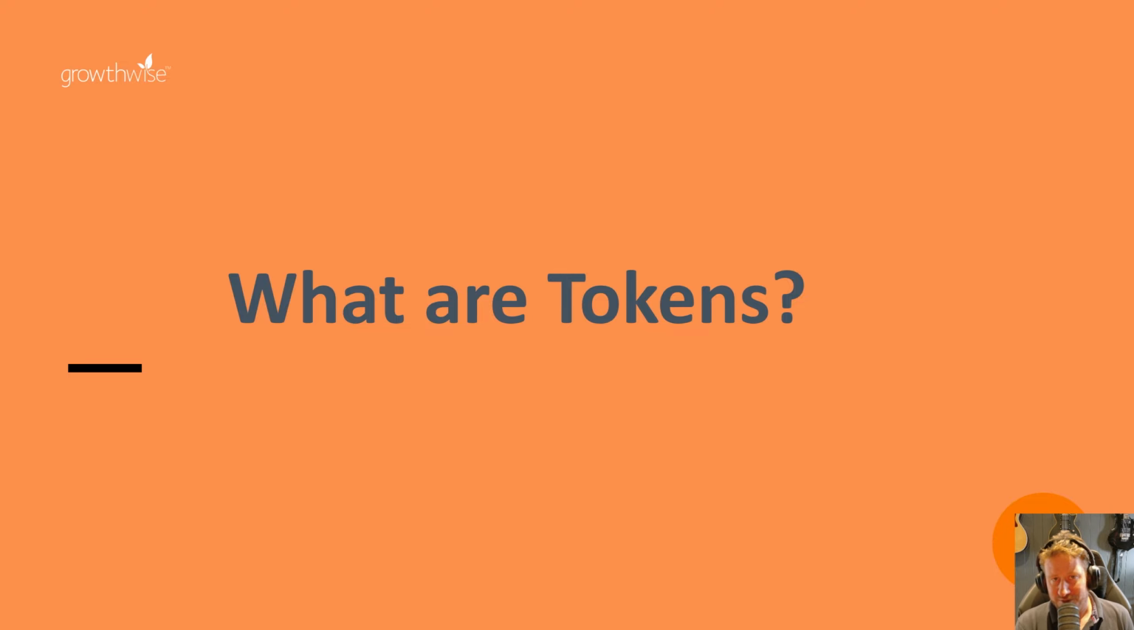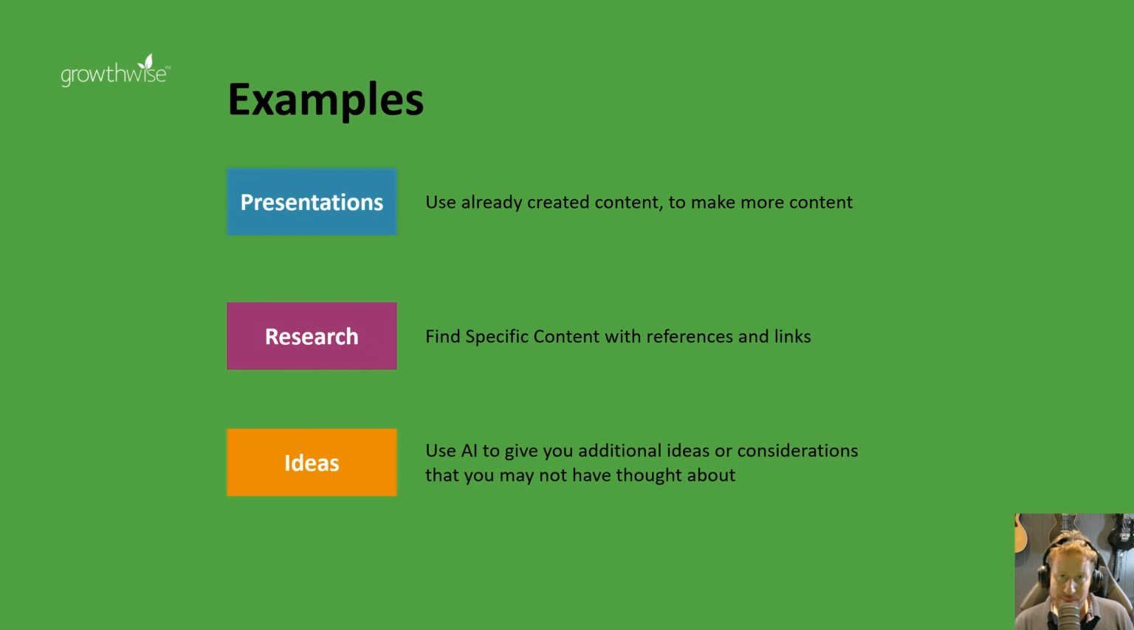Now that we know a little bit more about AI and some of the terminology, let's take a look at a couple of examples. After this slide, I'll jump into a couple of the different tools and we'll run through each one. The presentation I'm talking about there is what I spoke about earlier with things like price books. We'll run through an example of that.